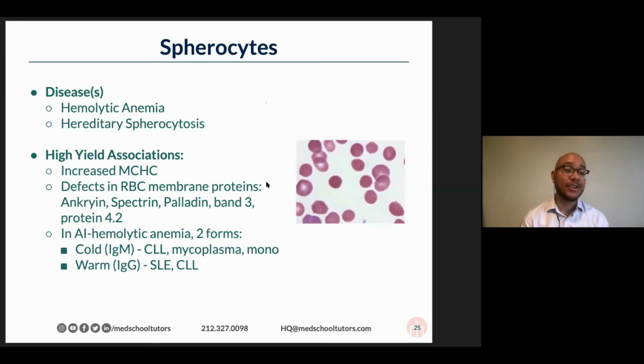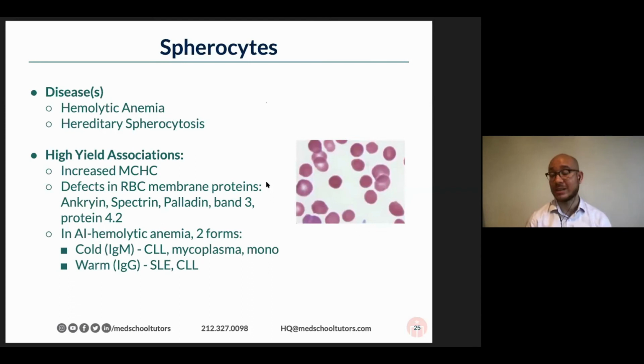Is caused by IgM, and that itself has a differential. CLL, the very first smear that we saw in the beginning of this presentation, which, by the way, what was the finding that we saw in peripheral smear for CLL? Just some space learning here. CLL, smudge cells, perfect. That can lead to both a cold or a warm.